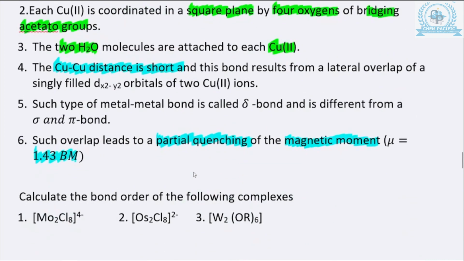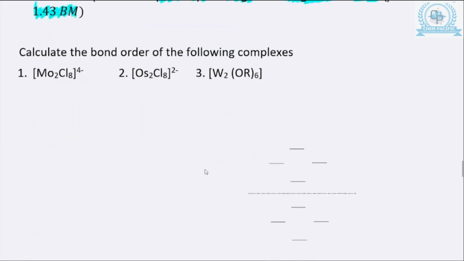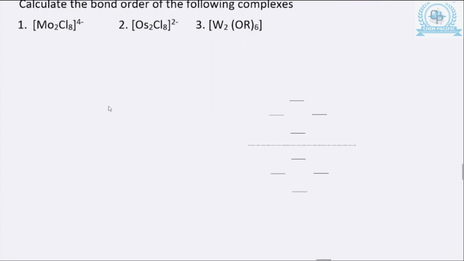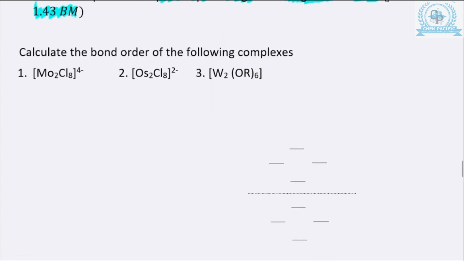Now let us do some problems. Okay? Now the first problem is to calculate the bond order of the given complex. Now let us understand how to solve these problems first of all. Now let us take the example of the first one, that is the molybdenum complex.